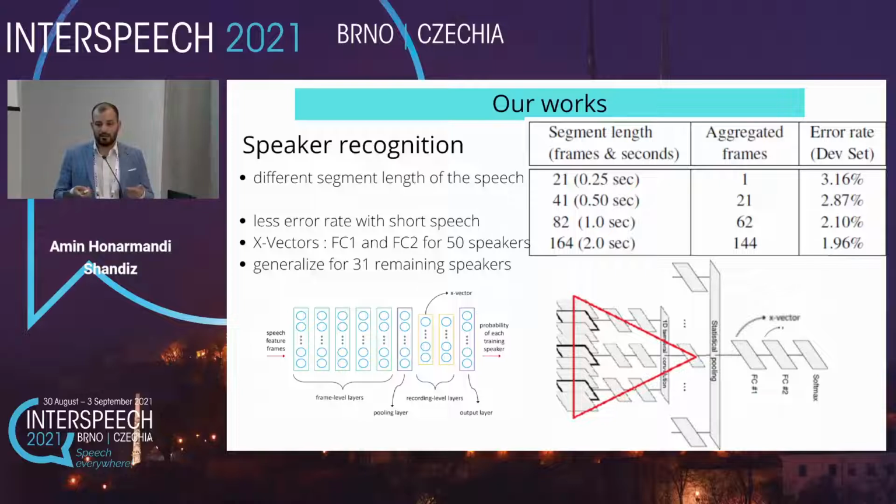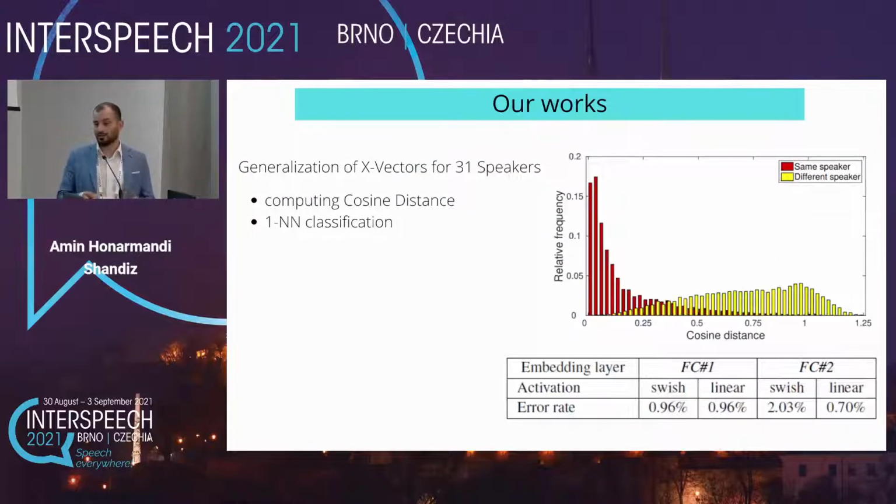And then we extracted X vector features from 2 fully connected layers after a statistical pooling layer, which here was global average pooling, and then we analyzed whether our extracted X vector is good enough or not. So we trained for 50 speakers, and then we generalized it over 31 speakers.